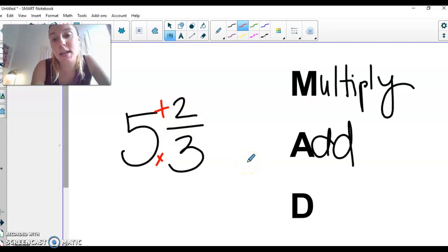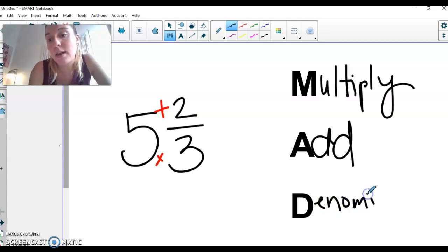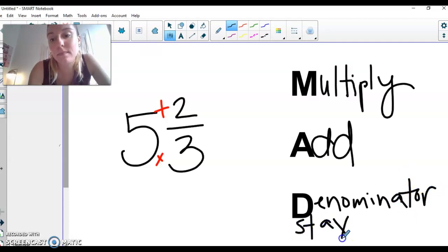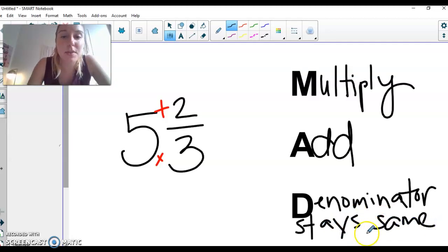And then our D stands for denominator stays the same. Because in the end, we're going to keep this 3 value. We're going to keep this value of our denominator.